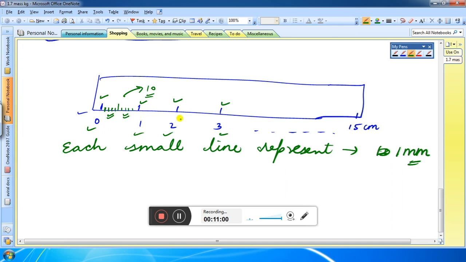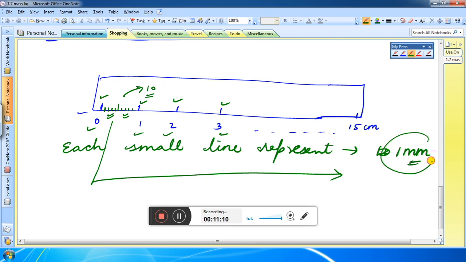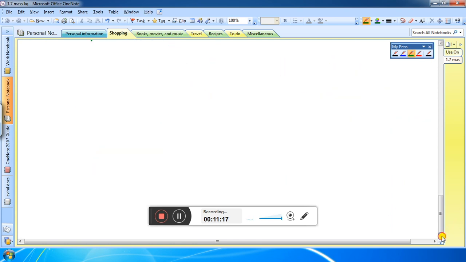If 0, 1, 2, 3 are in centimeter, then it is very simple to say here that these small markings represent 1 millimeter. One small line represents 1 millimeter. That means, what is the smallest length which we can measure with the help of this scale? We can say that after 0, the very first line, up to there we can measure.